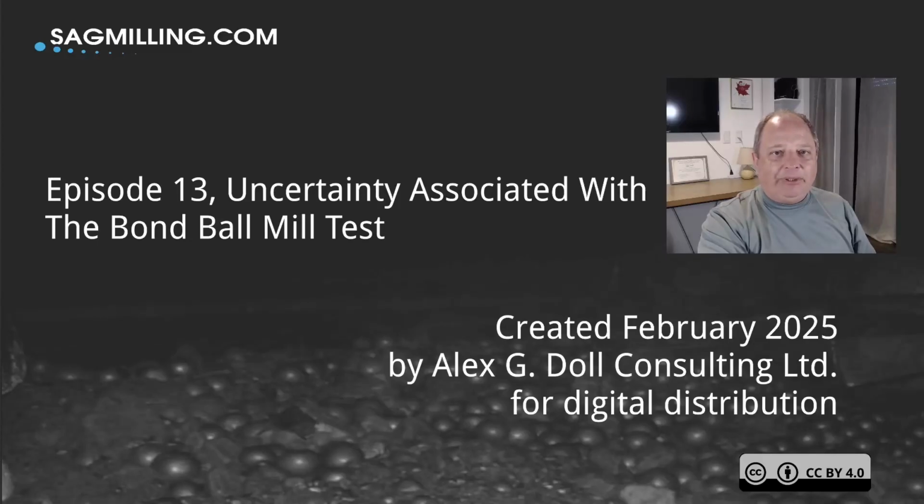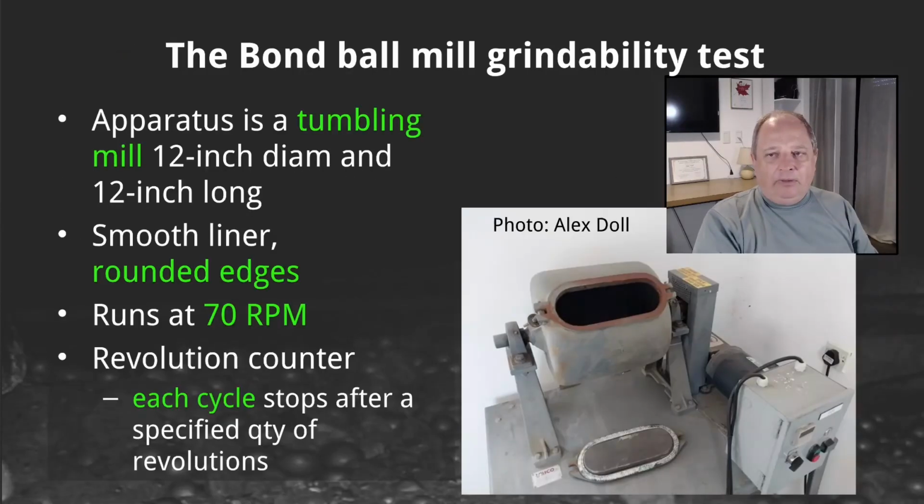I'm a mineral grinding specialist, and in today's video I want to talk about some of the sources of uncertainty associated with the Bond ball mill test. So I think most of you are familiar with the test, but very quickly, the test is performed in an apparatus consisting of a tumbling mill. It has dimensions that are specified, it has a particular geometry inside the mill that's specified. The mill spins at a particular speed. The key thing is that the operator is going to be measuring the number of cycles that the mill turns.